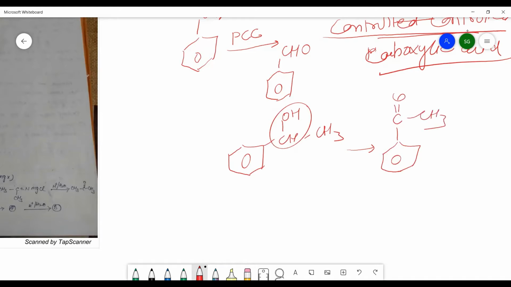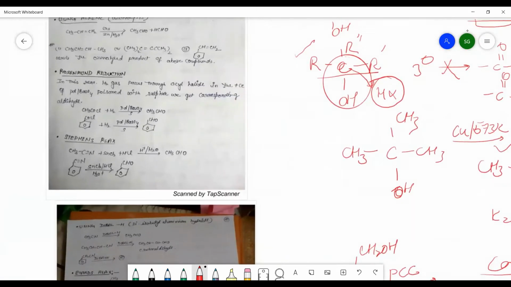That is COCH3. We have done this structure in the previous lecture, already done. So that is if it takes place at copper at 573 Kelvin. Likewise, you can do the various reactions in which the alcohol will be converted into aldehyde or ketones.